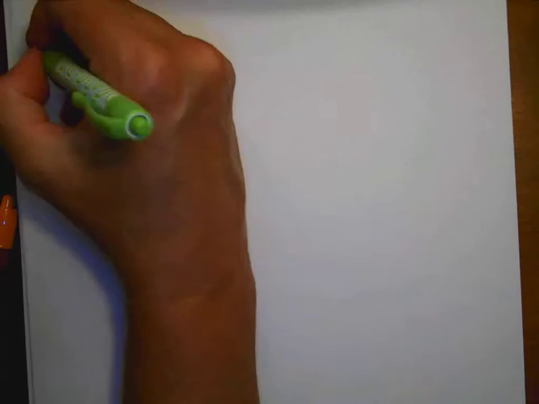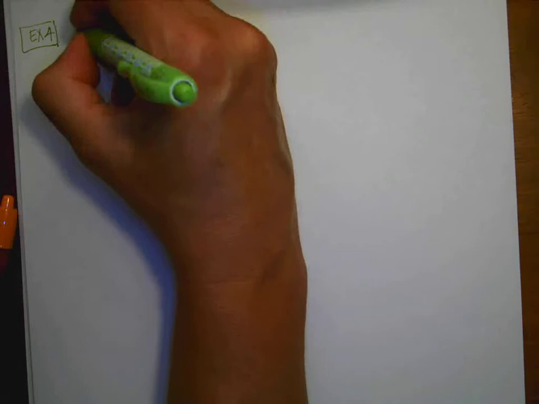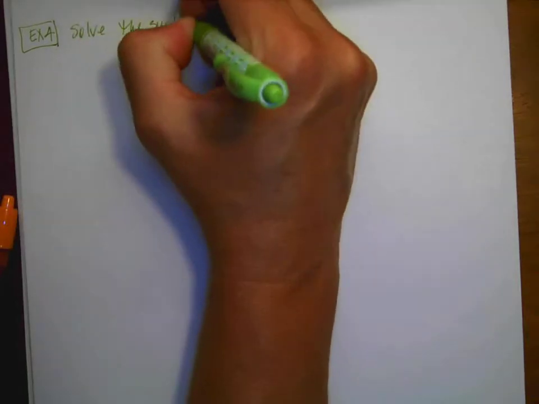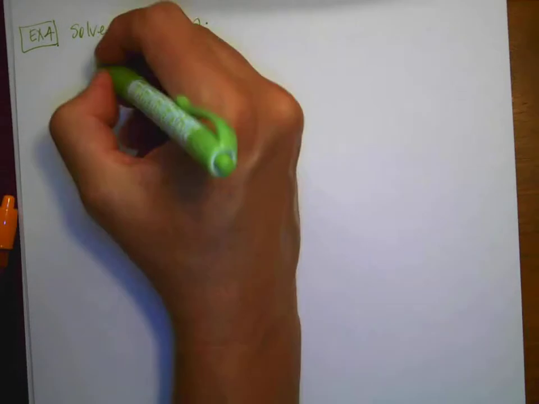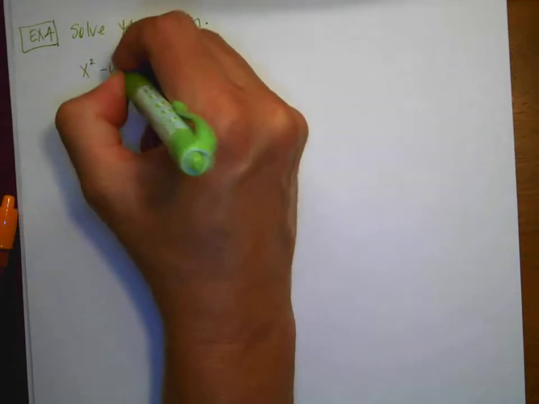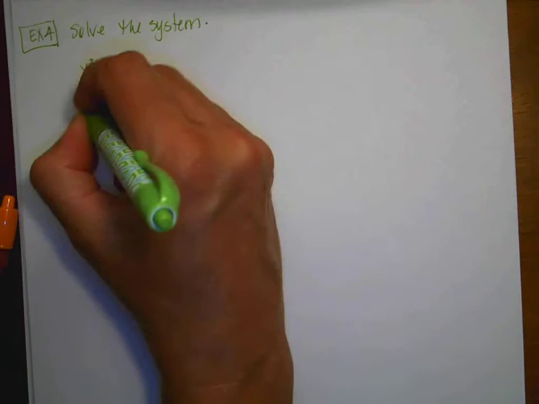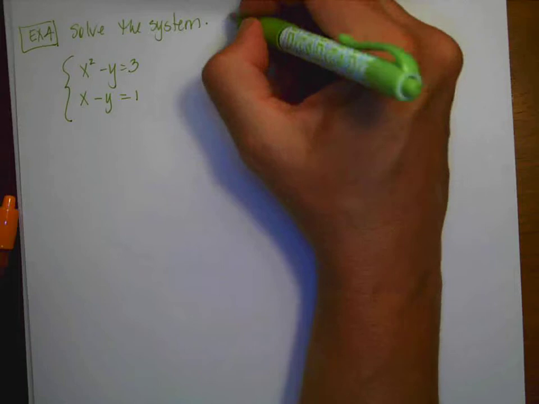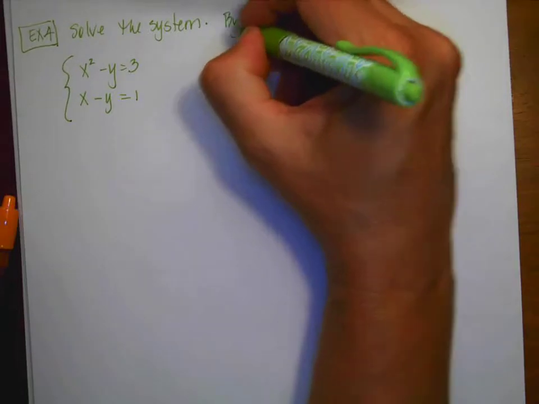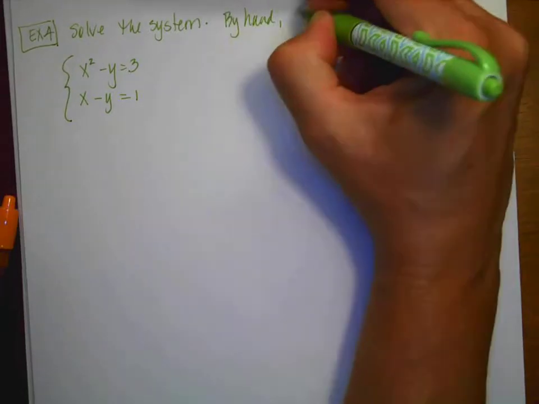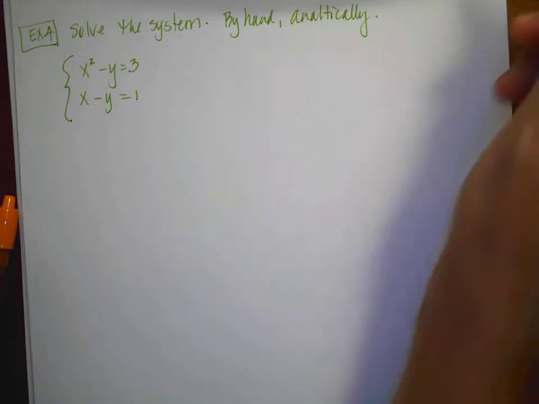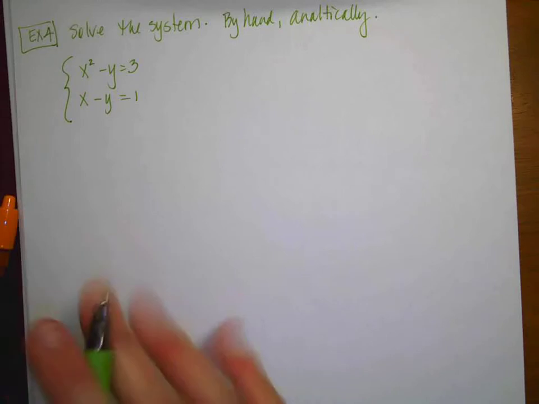Alrighty, so let's do a next example. Our fourth example is going to say solve the system. I'm going to have x squared minus y is equal to 3, and x minus y is equal to 1. We are going to add the additional caveat that I want you to do this by hand. A more appropriate term would have been analytically, which means you have to do some algebra.